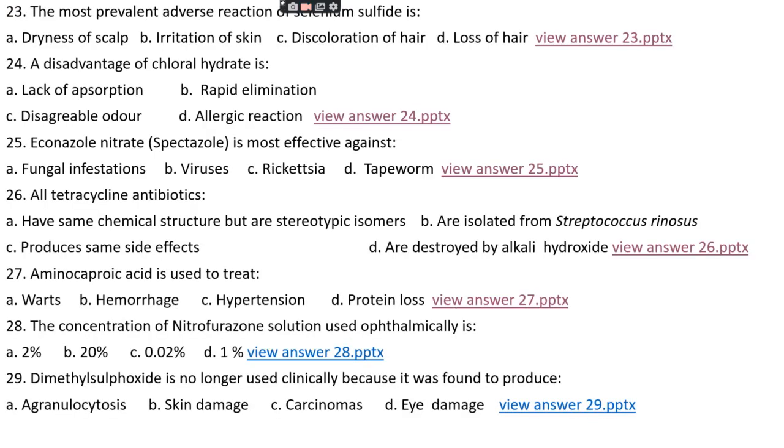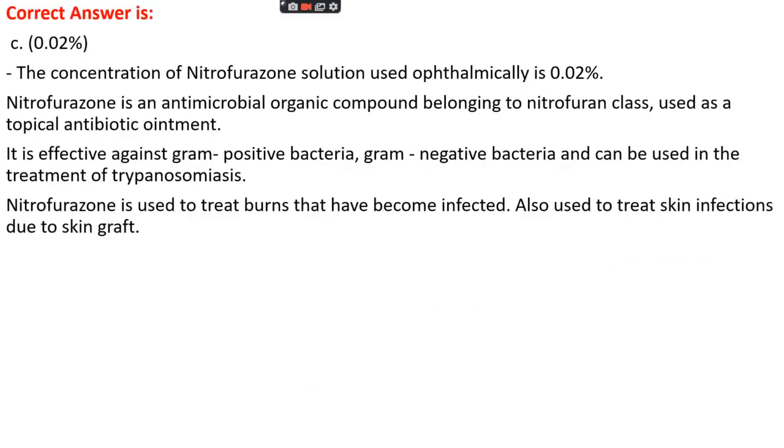Okay. Question number 28. The concentration of nitrofurazone solution used ophthalmically is: option A, 2%; option B, 20%; option C, 0.02%; or option D, 1%. The right answer is option C, that is 0.02%. The concentration of nitrofurazone solution which is used ophthalmically is 0.02%.